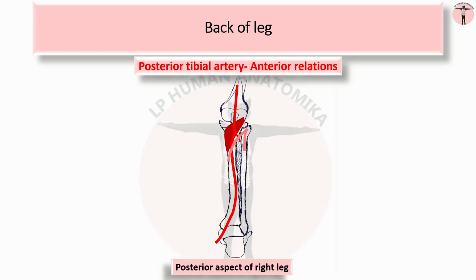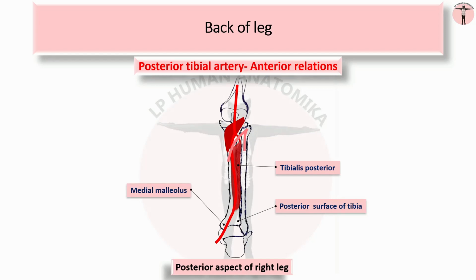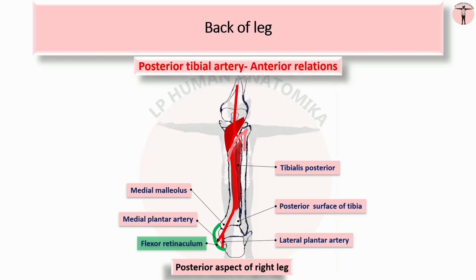Anteriorly, on the deep side, it lies on posterior surface of tibialis posterior muscle above and on the posterior surface of the tibia below. The artery passes behind the medial malleolus and deep to the flexor retinaculum and abductor hallucis, where it terminates by dividing into medial plantar artery and lateral plantar artery.